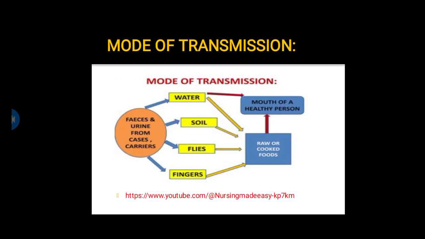Now, what are the modes of transmission of typhoid fever? As I mentioned earlier, it is a disease of the digestive system which is transmitted through the fecal-oral route. So, feces and urine from cases and carriers contain Salmonella typhi, which is spread through water, soil, flies and fingers to the mouth of a healthy person via raw or cooked foods as well.